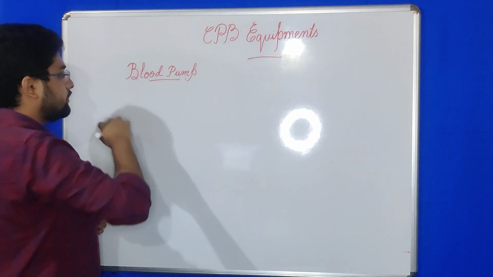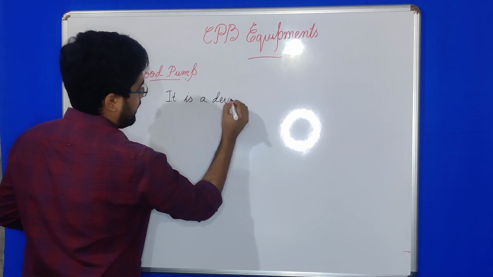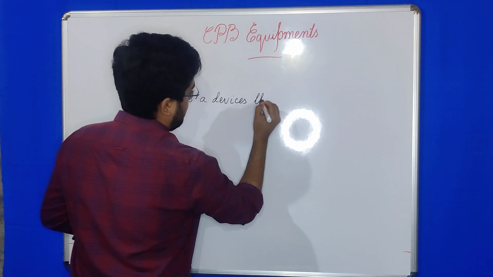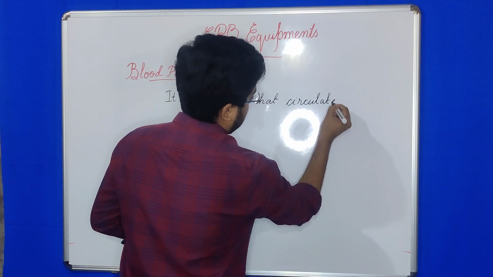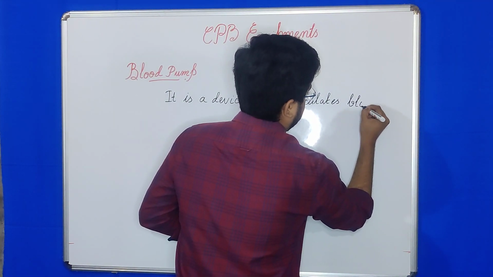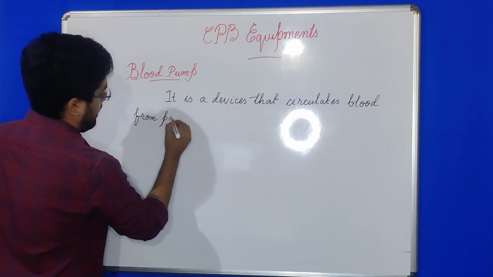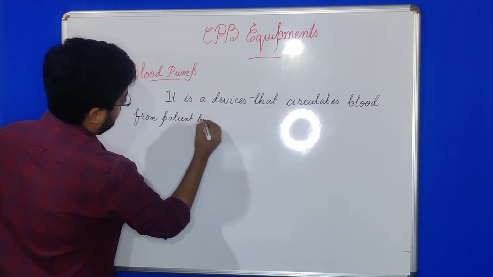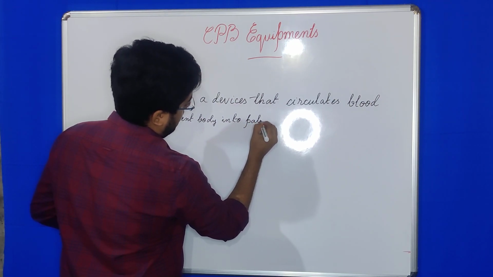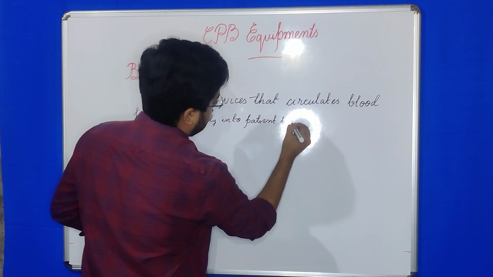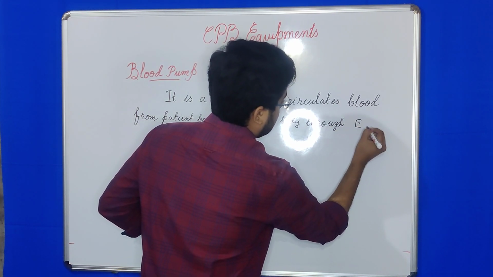So as a definition we can write that it is a device that circulates blood from the patient's body again into the patient's body through the whole extracorporeal circuit.